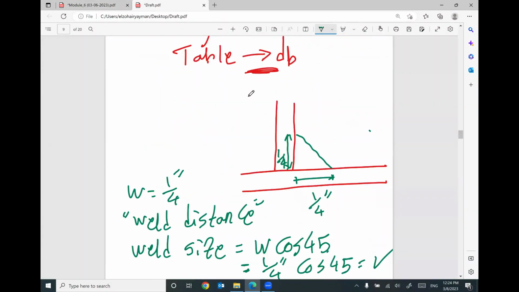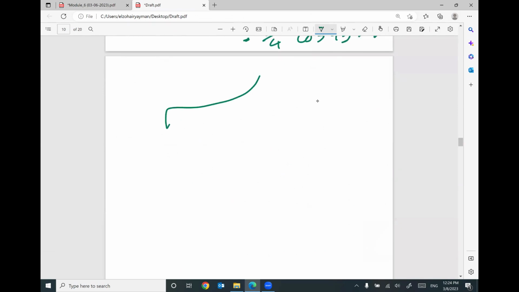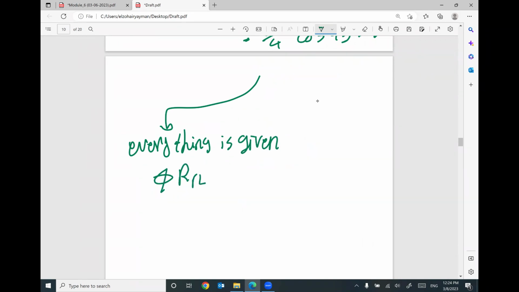So we have two different types of problem. The first one, everything is given, and we need to figure out phi Rn, and we need to make sure your P ultimate is smaller than or equal to phi Rn to say, hey, it's safe, or it's unsafe.